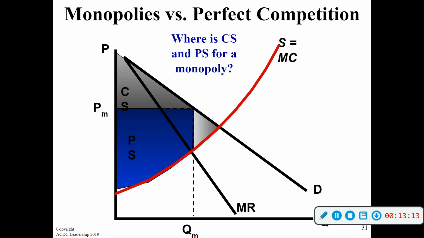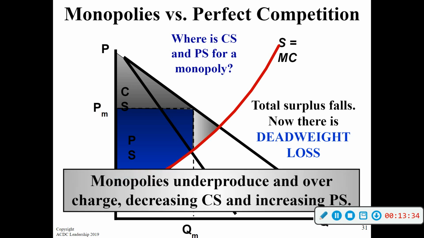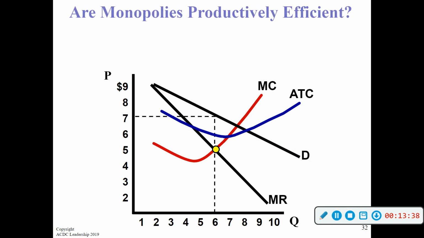So what's that? Deadweight loss. Very good. Deadweight loss. Inefficiency in the market. Now, they could charge this price if they wanted to, but it's a business. So they're going to charge that higher price because they know, based on this demand curve, that's the price consumers are willing to pay at that quantity. So monopolies underproduce and they overcharge based on the lack of competition.